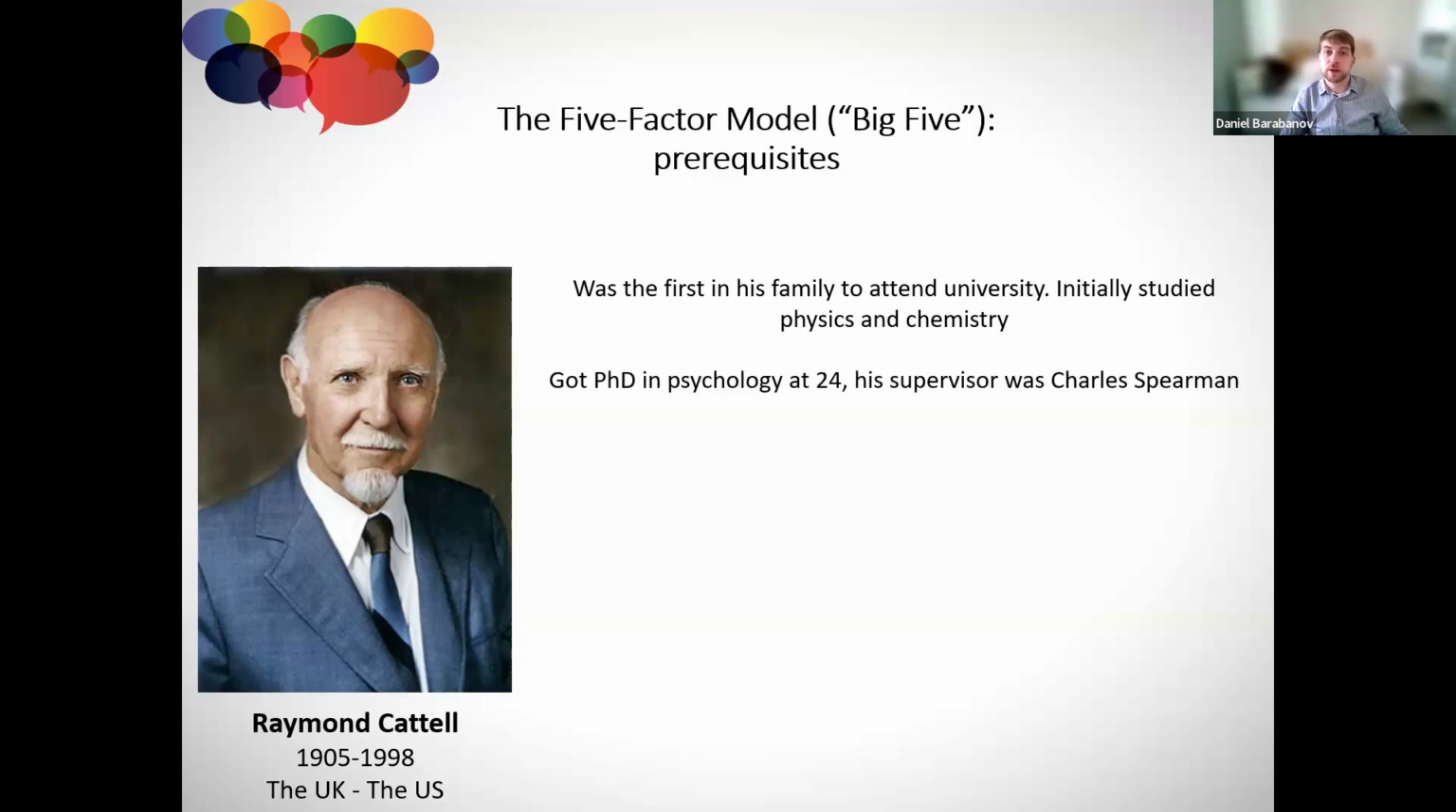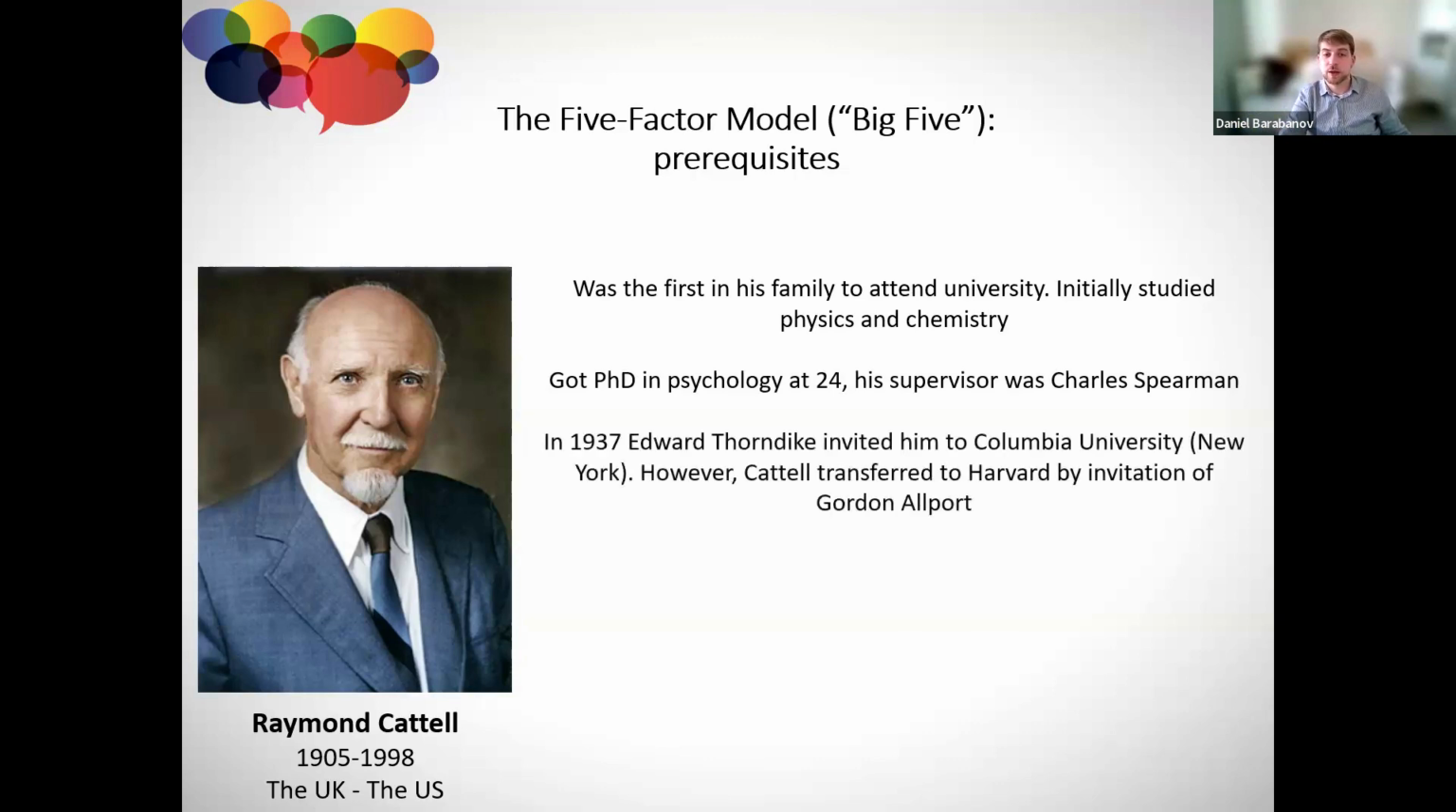He invented the Spearman correlation coefficient and the factor analysis procedure, so Cattell studied it first-hand. In 1937, Edward Thorndike, also a very famous North American psychologist, invited him to Columbia University in New York. But Cattell transferred to Harvard at the invitation of Gordon Allport, whom we discussed earlier.